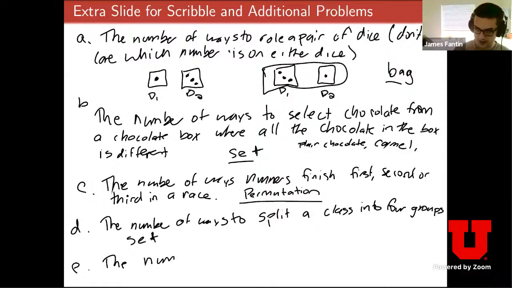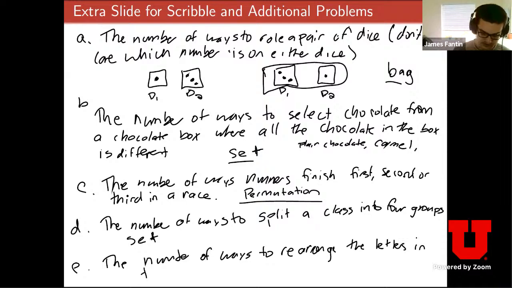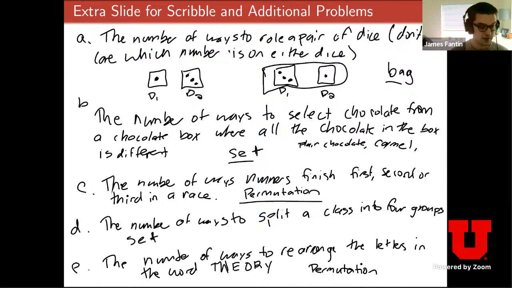The next we had was the number of ways to rearrange the letters in the word theory. How do we count that? Yeah, permutation. Order matters because we're doing rearrangements, and repetition's not allowed. We can't repeat the same character multiple times because we're just rearranging the letters. So that's a permutation.